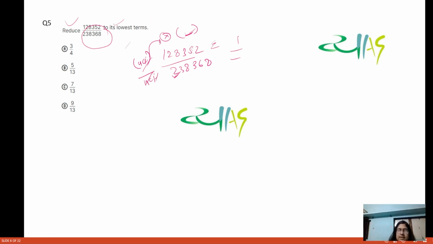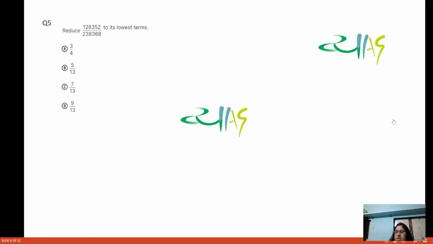So try to understand this. If I find the highest common factor of these numbers, then these numbers will be multiples of this highest common factor and nothing else will be common in them. So they will not get further cancelled. Whatever numbers I find here will be the reduced numbers. So I have to find the HCF of 128352 and 238368. Now I already told you that to find the HCF of two numbers, there is one more method, which is known as the division method.